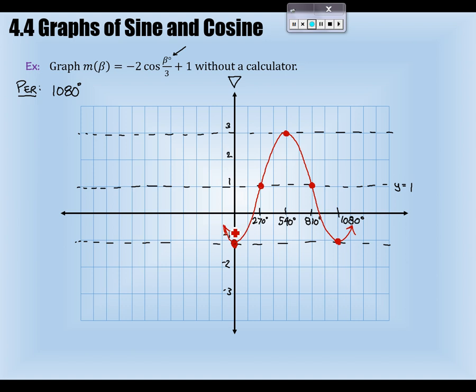We haven't included a phase shift at all. That makes things a little trickier. So we'll do one of those here soon. A couple of them soon.